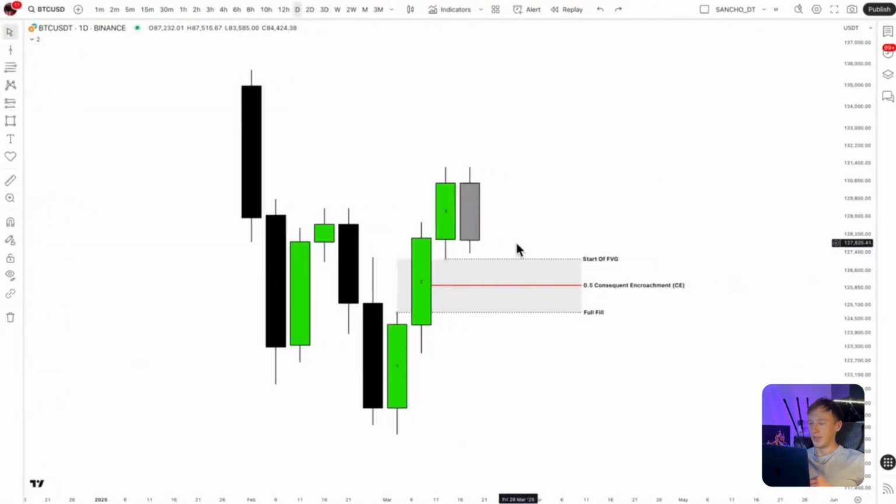Now let's look at the key levels within an imbalance and the correct reactions to them. The first level is the start of the gap. The ideal reaction is a touch with a close above. I use this most often as a basic entry point because this level provides a guaranteed opportunity to enter a trade. Next is the 50% mark.